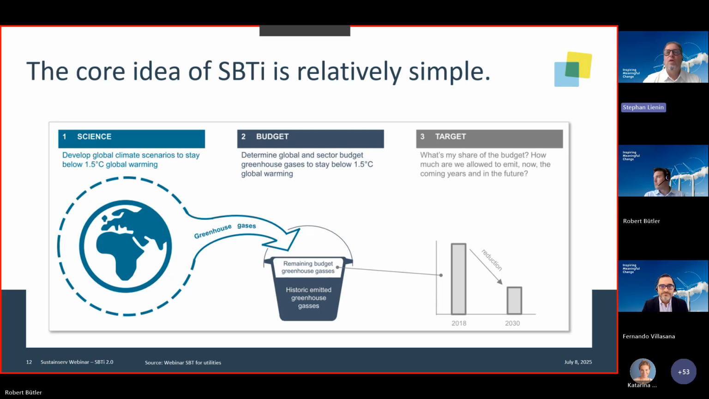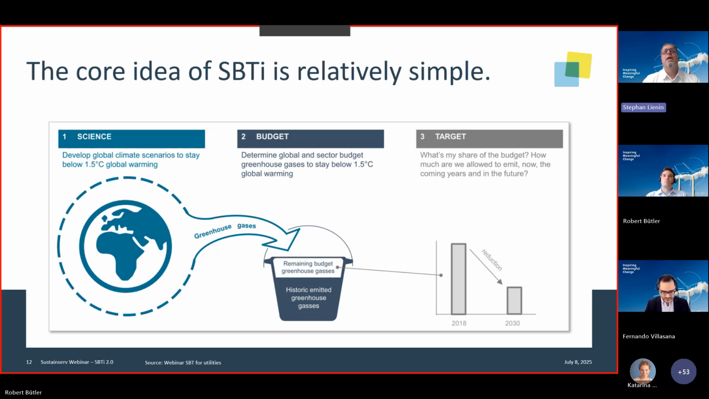And so to speak, SBTi has developed a simplified setup of bookkeeping to then analyze what's my share of this budget, how much are we allowed to emit now, the coming years and in the future. So the core idea is relatively simple. I think together with the GHG protocol and lots of criteria also for different sectors, it certainly did not become an easy topic, but is a challenge for all of us in the community.